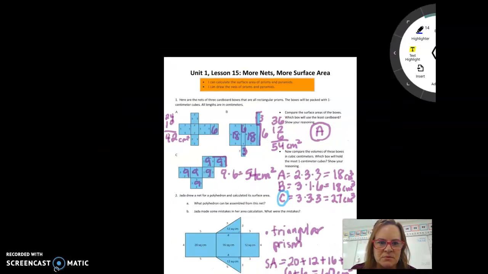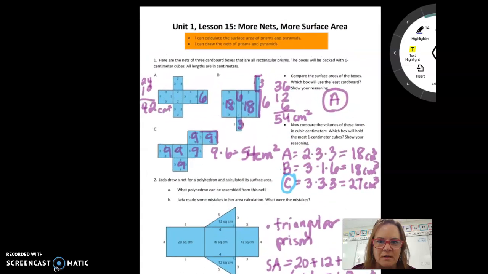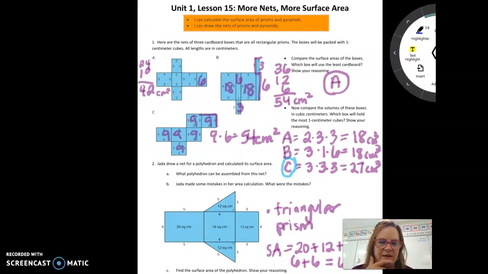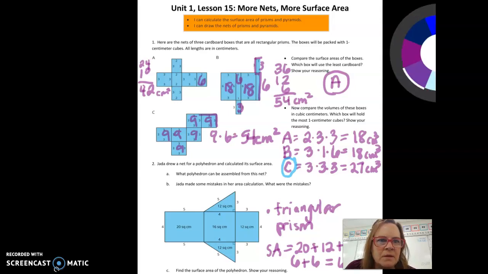I'm excited to go through lesson 15 with you. This is all about nets and surface area, and I know that we've done some work with nets and surface area already. This is more practice, and it gets definitely more complicated.